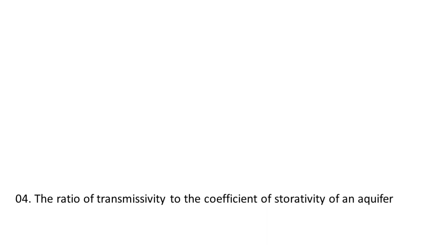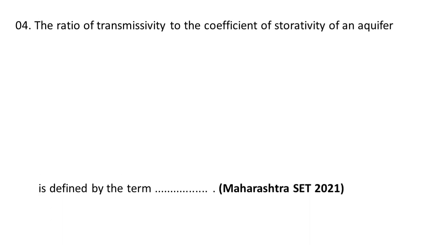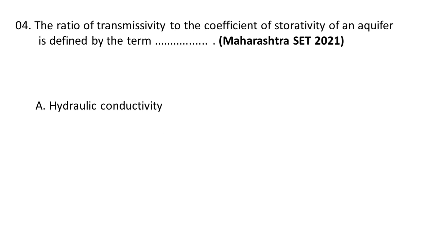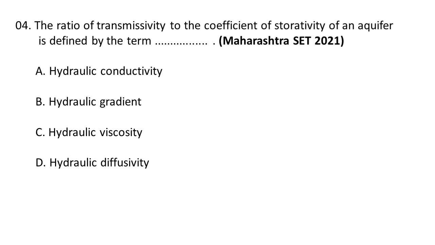Next question. The ratio of transmissivity to the coefficient of storativity of an aquifer is defined by the term: A. Hydraulic conductivity, B. Hydraulic gradient, C. Hydraulic viscosity, D. Hydraulic diffusivity. So the correct answer is D, hydraulic diffusivity. The ratio of transmissivity to the coefficient of storativity of an aquifer is called hydraulic diffusivity. D is the correct option.